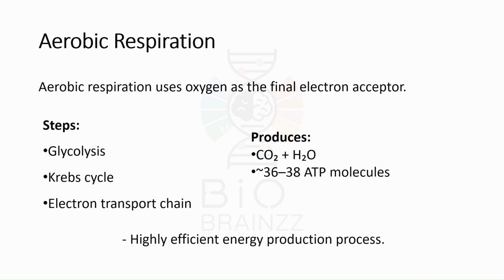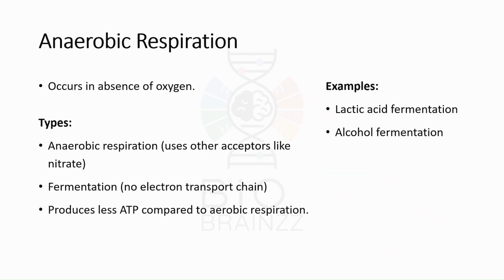This type of respiration is highly efficient and produces a large amount of ATP, typically around 36 to 38 molecules per glucose molecule. The end products of aerobic respiration are carbon dioxide and water. Because of its efficiency, aerobic respiration is the preferred energy generating process in organisms that have access to oxygen.